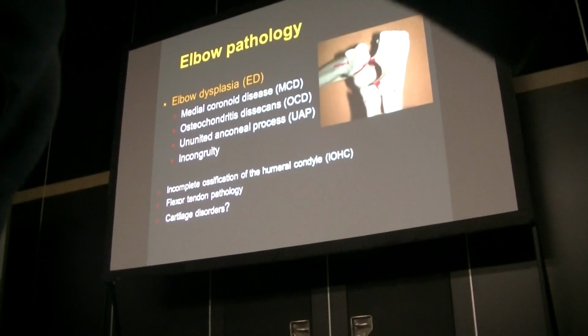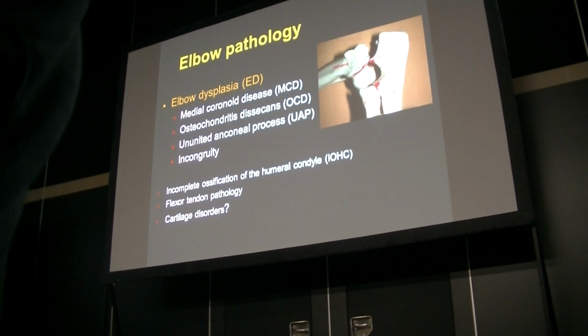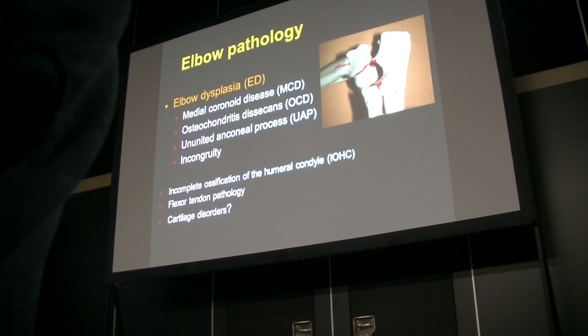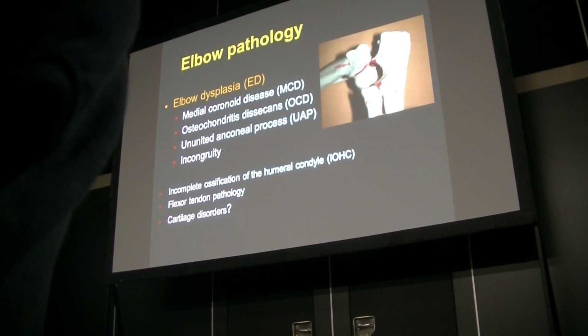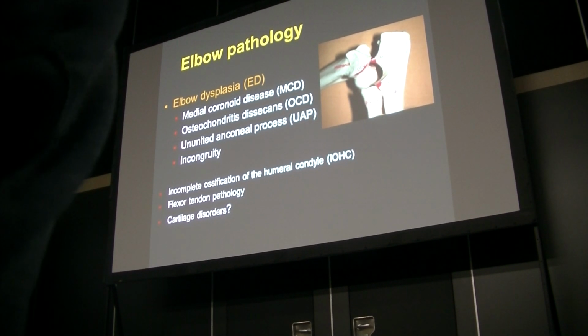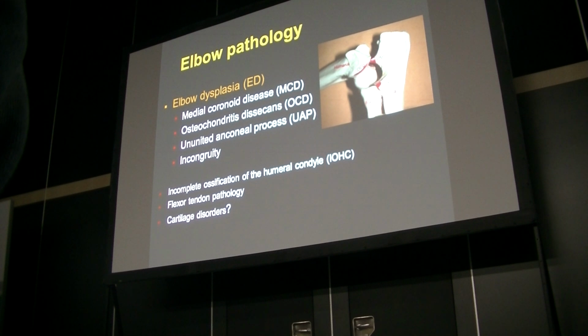Besides the elbow dysplasia, now and then we see cases suffering from incomplete ossification of the humeral condyle. It's not so often that we see those dogs, but it's important, of course, that we can pick up these lesions as well. And I have an example about that pathology later. Then we have the cases of flexor tendon pathology. I will talk about that later more extensively. And then we have the cartilage disorders, which are questionable. As we know, the cartilage in dogs and certainly in the elbow is very thin, and with the imaging modalities that we have available, it's often difficult to visualize cartilage.